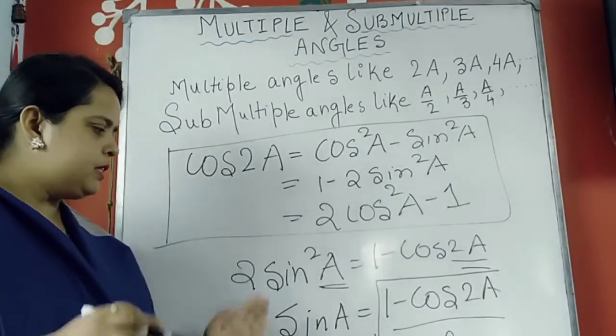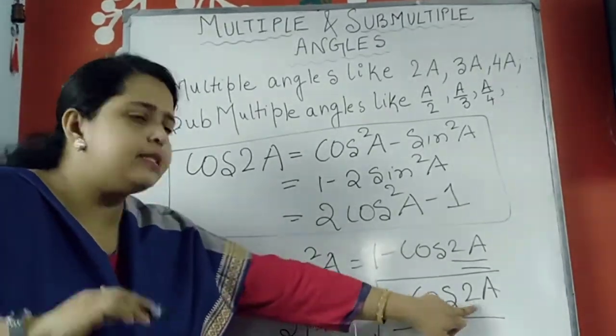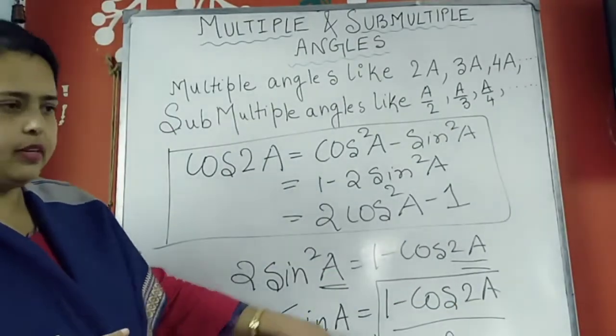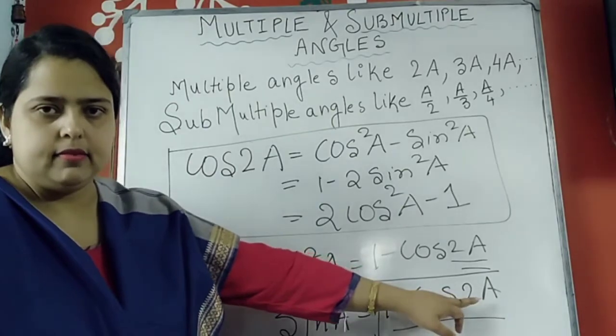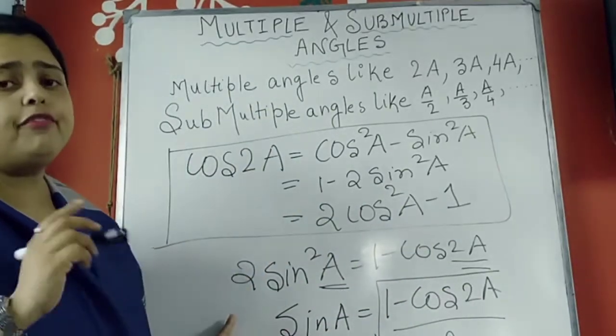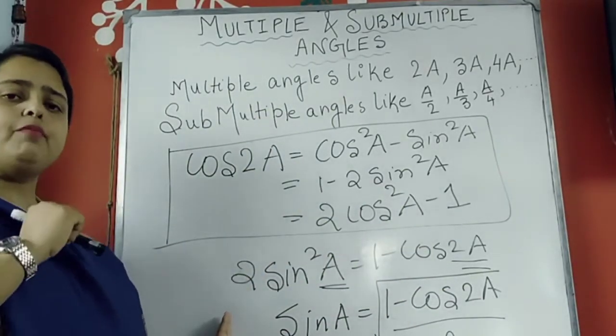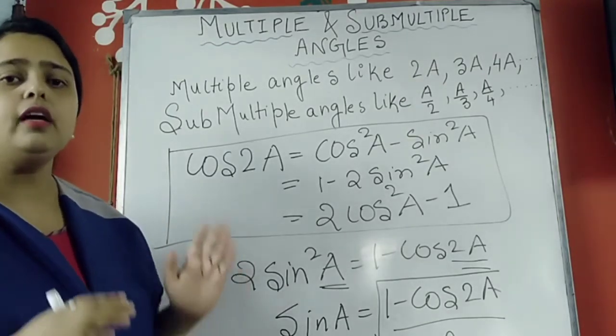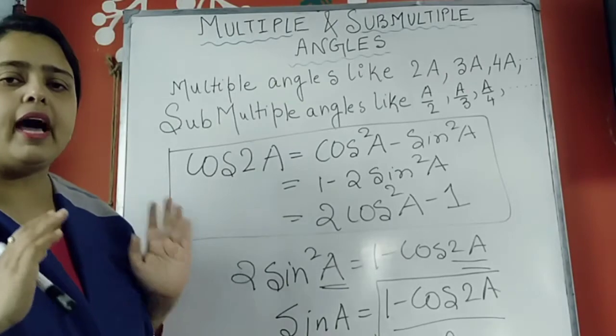So what does that mean? If it is 30, it should be 60. If it is 45, it should be 90. And it has a vast application. We will come to the problems later on. This class is only meant for the introduction of the submultiple and multiple angles.